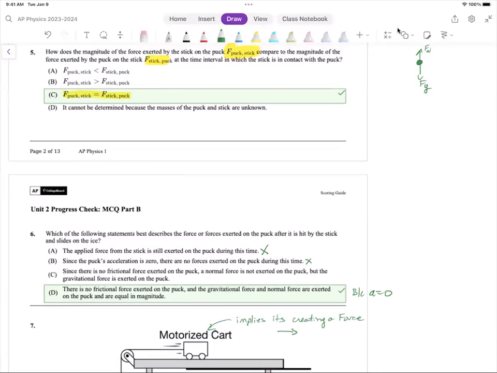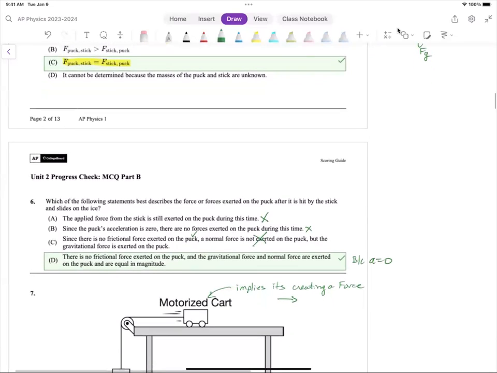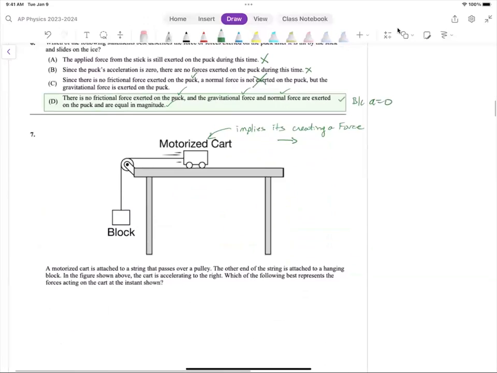There is no frictional forces exerted on the puck. That is true. A normal force is not exerted on the puck. That's not true. No need for me to continue reading. There is no frictional force exerted on the puck. That is true. We have a gravitational force and a normal force exerted on the puck. They're equal in magnitude and they're opposite directions, so they add up to 0. Number 7.